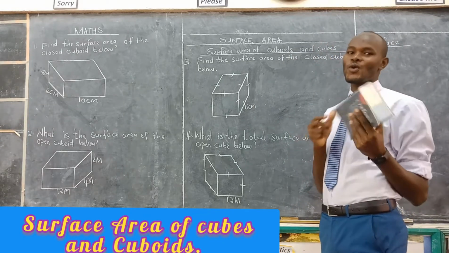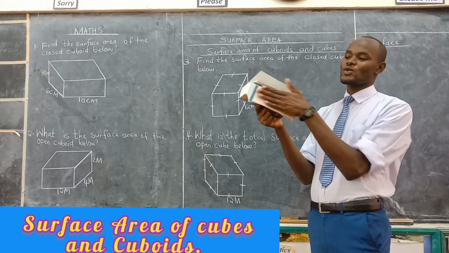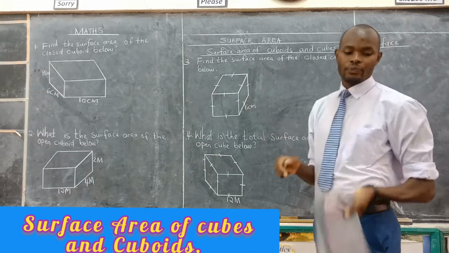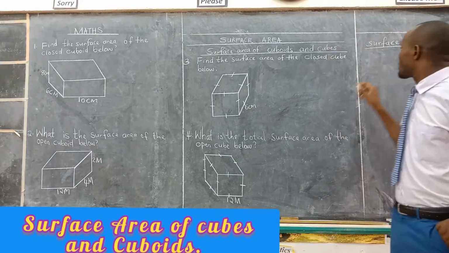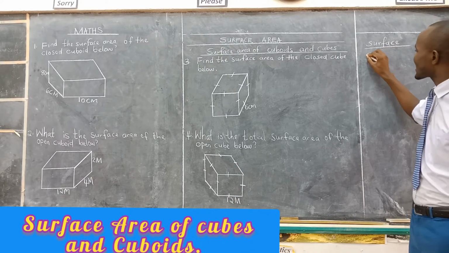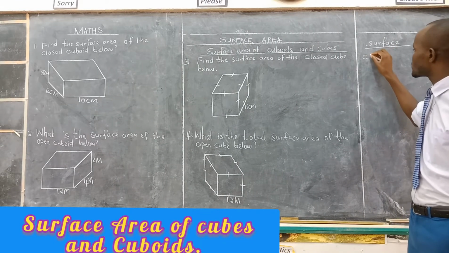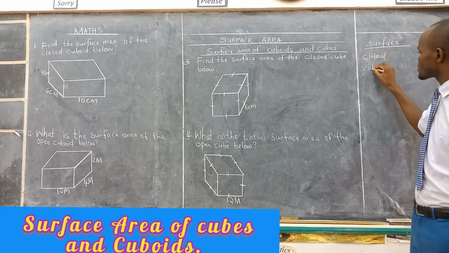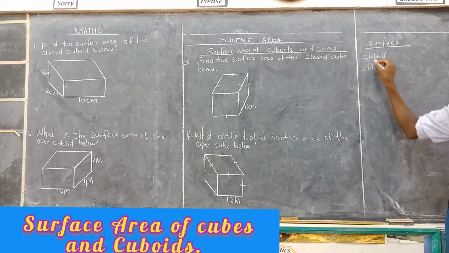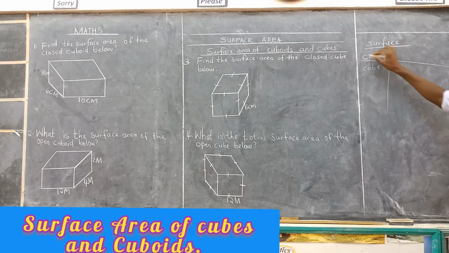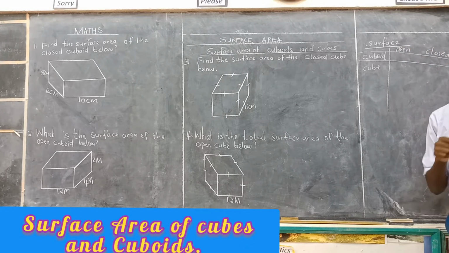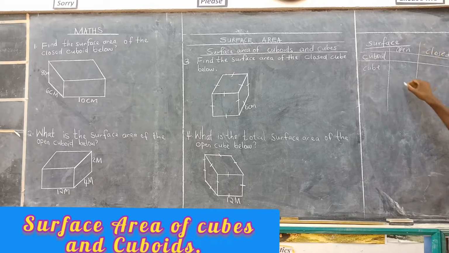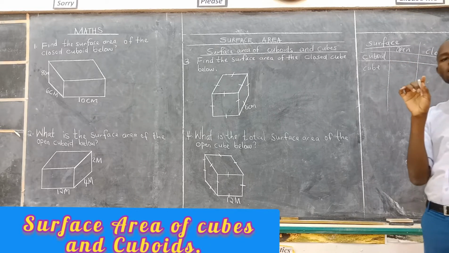So this is an example of a closed cuboid. Since you can touch all the faces in that cuboid, you also need to know there is a similarity between cuboids and cubes. Also, we are talking about open and closed. If we have open, then we have closed. In terms of faces, how many faces are there in an open cuboid?